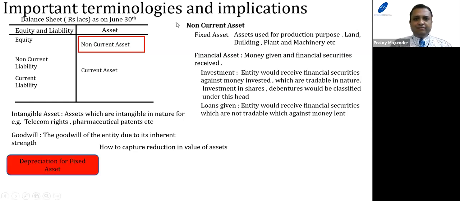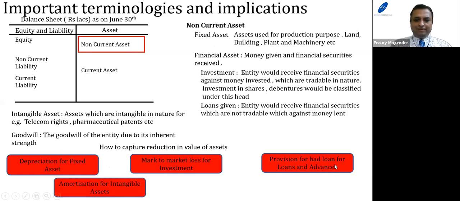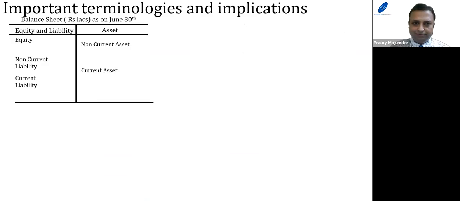In the case of fixed assets, we use depreciation. In the case of investment, we do mark-to-market losses. In the case of loans and advances, we make a provision for bad loans. In the case of intangible assets, we do amortization. In the case of goodwill, it is called impairment. Since you have already covered deferred revenue expenses and so on, you are very clear about how the values of these different assets go down. So this gives you the meaning of assets.